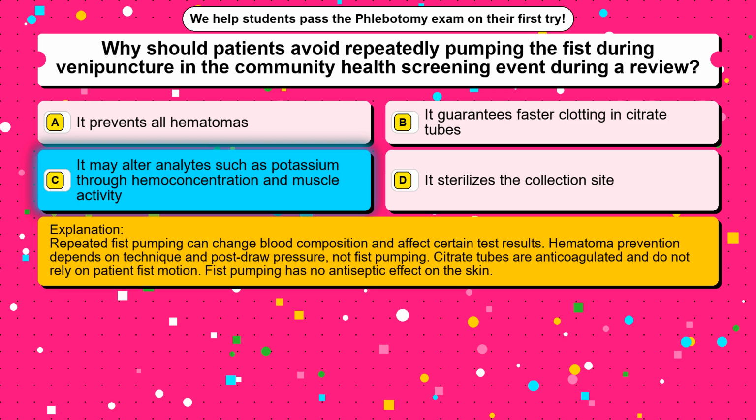Repeated fist pumping can change blood composition and affect certain test results. Hematoma prevention depends on technique and post-draw pressure, not fist pumping. Citrate tubes are anticoagulated and do not rely on patient fist motion. Fist pumping has no antiseptic effect on the skin.